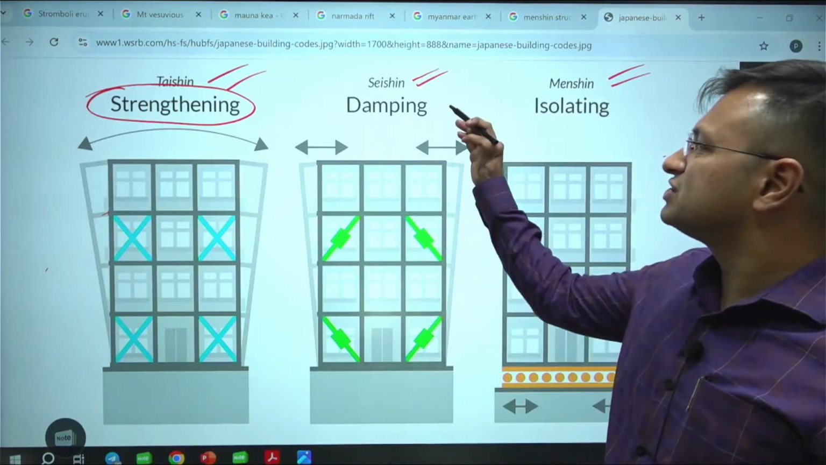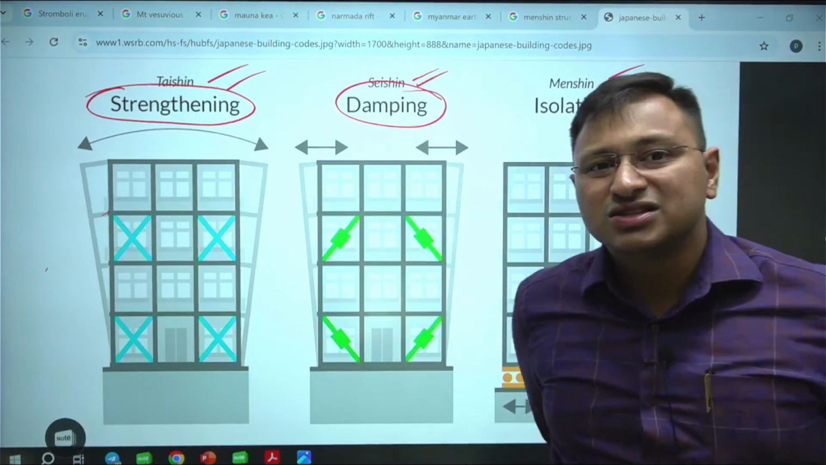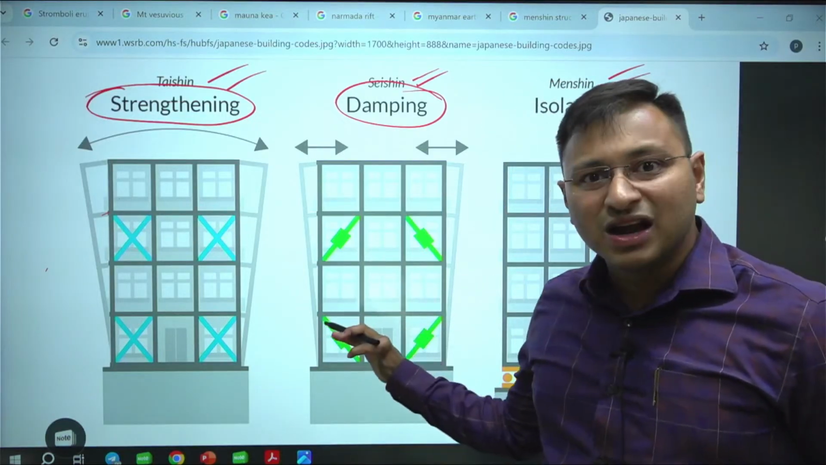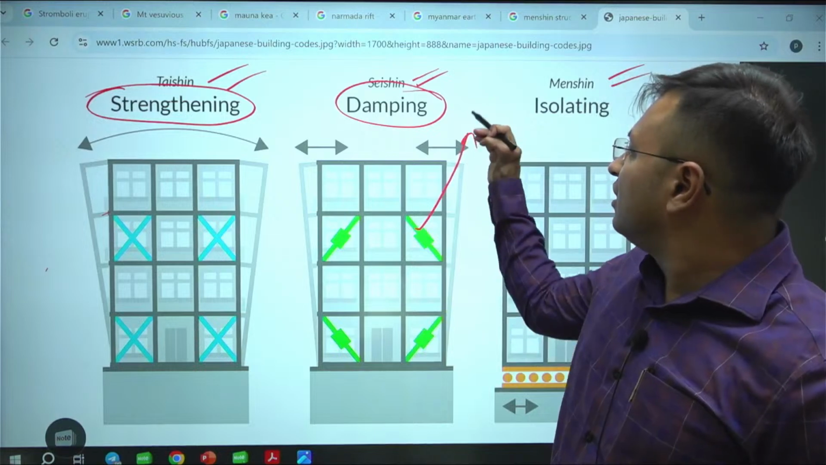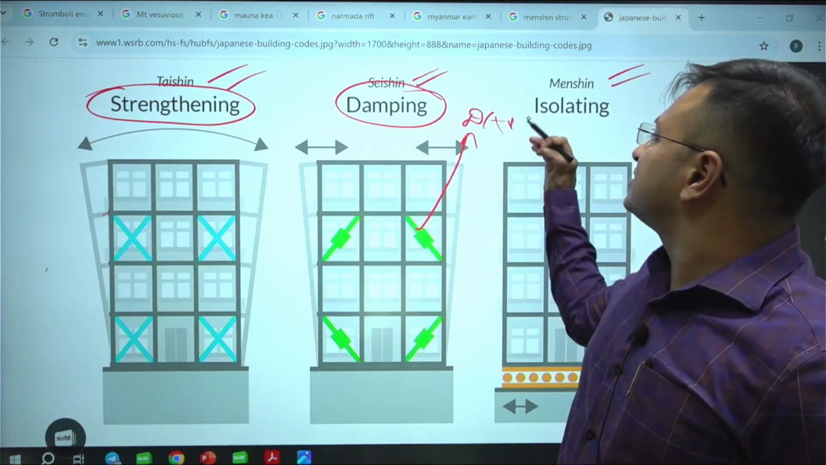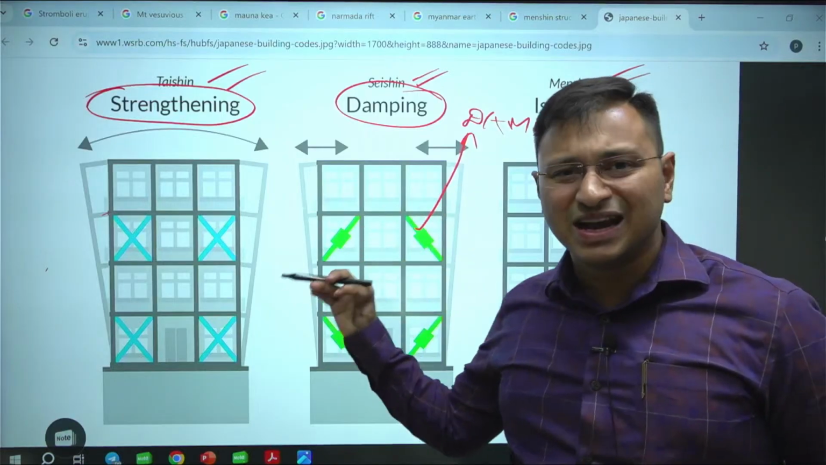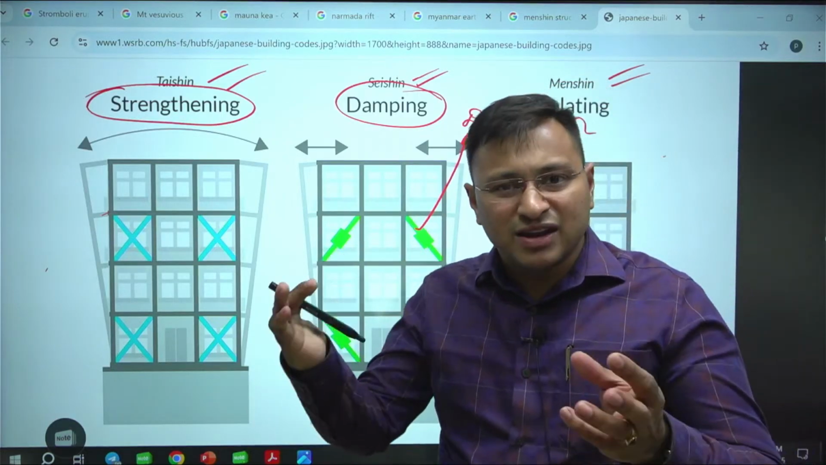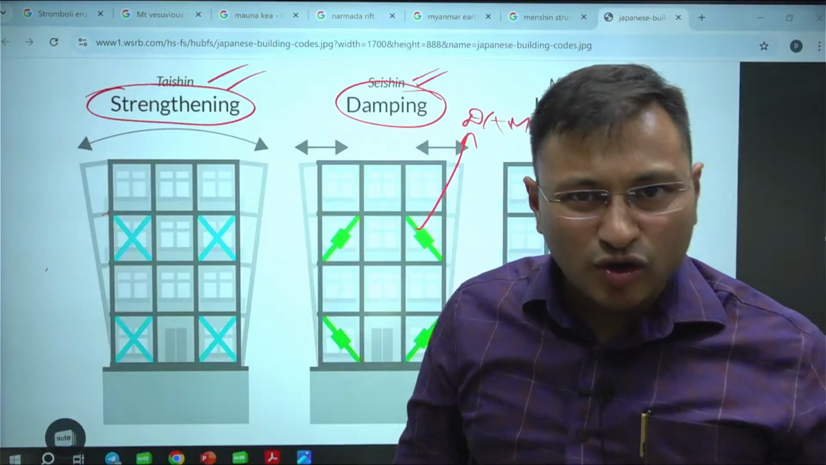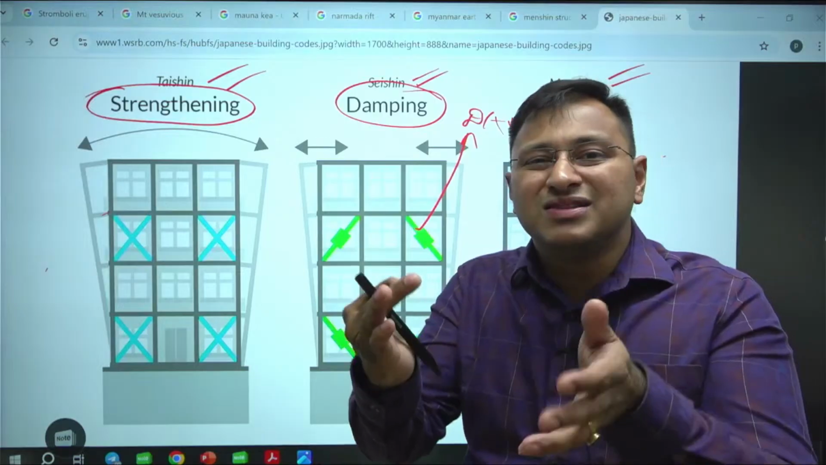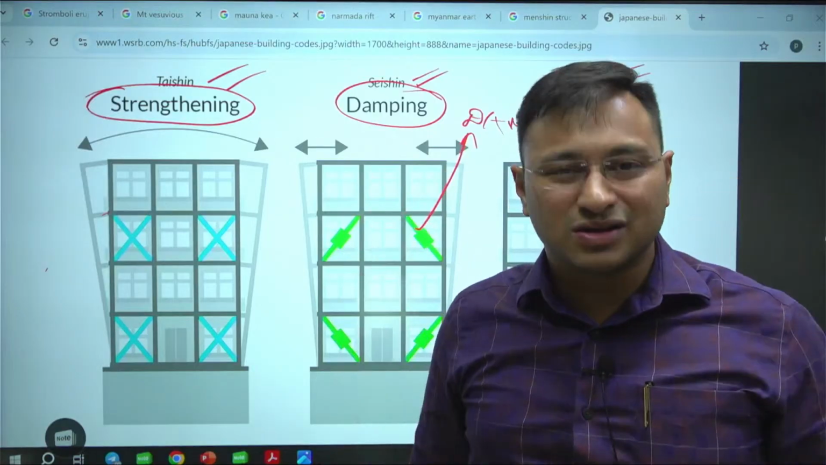Then we have Shaishin structure. And in Shaishin structure, what do we have? You basically use dampers. In the middle of buildings or in the side walls, you place very high strength steel blocks or concrete blocks. So even if the building starts to wobble, the center of gravity of the building is not displaced.